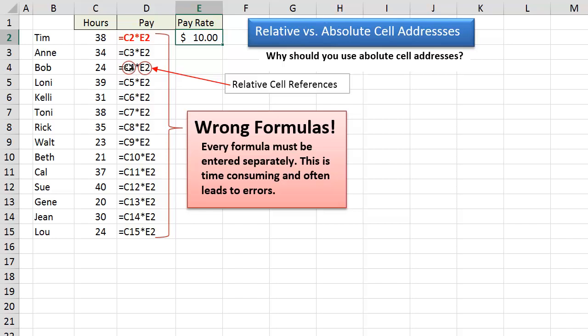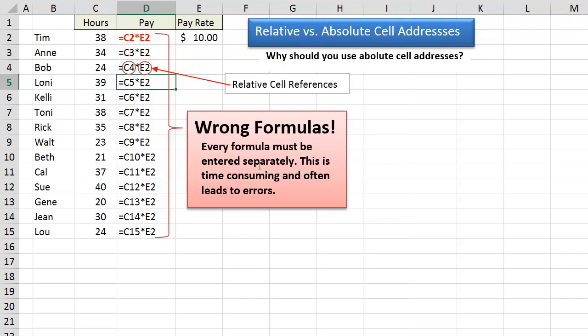Now most people don't understand this very clearly, and so as you can see here, the person had to type every one of these formulas individually rather than just copying and pasting. If you copied and pasted it down, you'd see that the E2 would actually have changed to E3 and then E4 and then E5 and E6, and you scratch your head and figure out what the heck, and then you go back and you type in all the formulas individually, and you get the right answers.